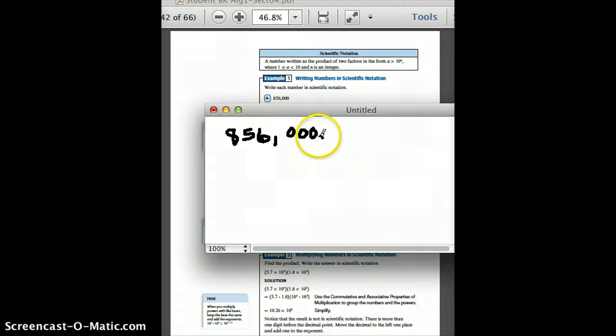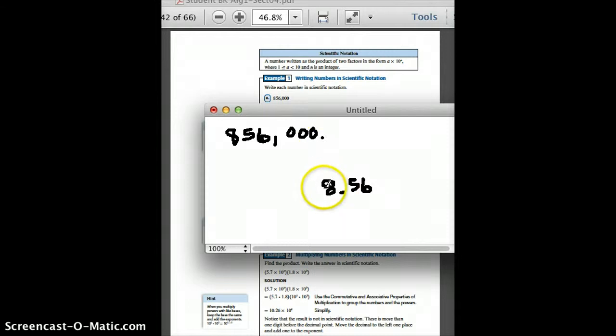So what we want to do is write that in scientific notation. Well, if you notice, scientific notation is written so that it has one number in the ones place, and the rest are on the decimal side. So we want to move this decimal between the 8 and the 5, so it looks like this. And we don't need to put those zeros there. So how many spaces did we move it?